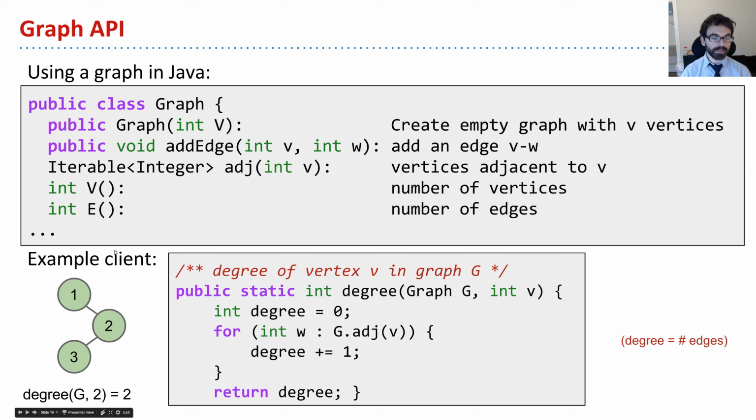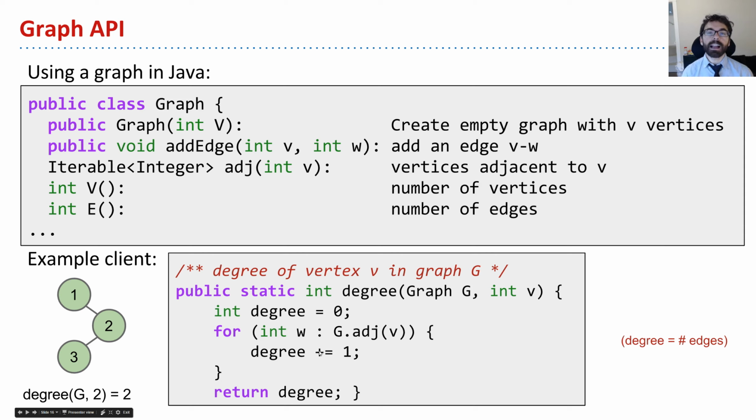Okay. So here's an example client. Let's say I have this undirected graph here, and for now, let's consider only the undirected graph case. Let's suppose we write a method called degree. Degree is a graph term I haven't introduced, but it basically just says how many edges are incident on that graph node. So if I say, hey, here's a graph, here's a vertex, tell me how many edges it has, the way it works is we'll first say the degree is 0, then we'll go through each of the adjacent vertices to v. So in this case, if we call it on 2, the adjacency iterable will contain 1 and 3. We'll add 1 to degree twice, and we'll return degree, which will be 2.